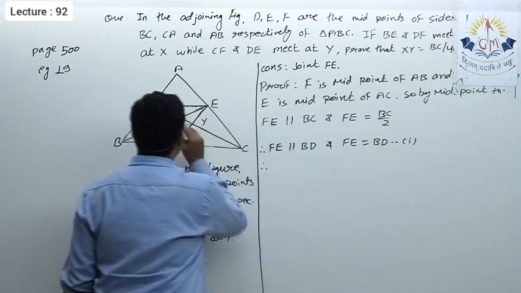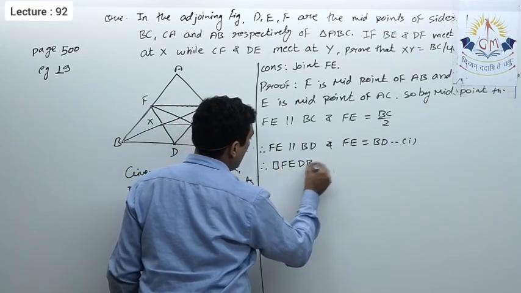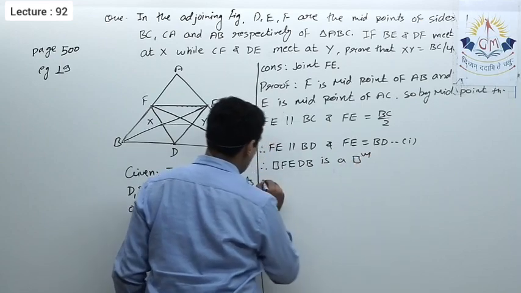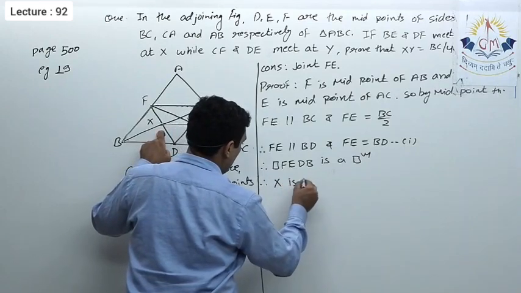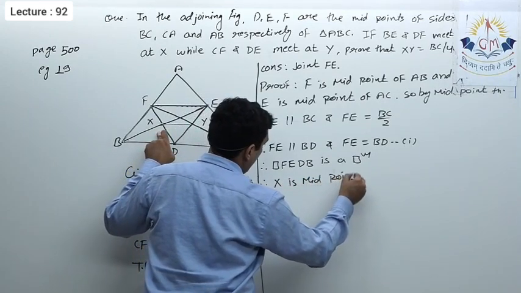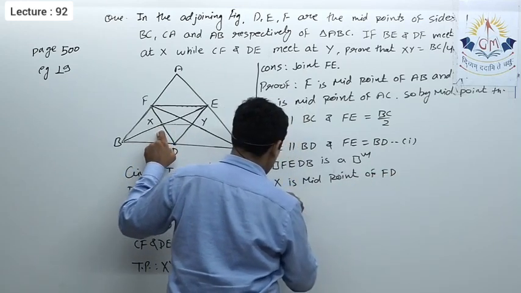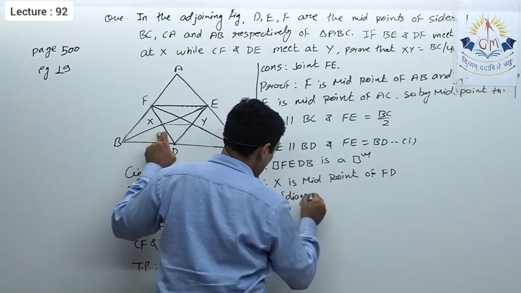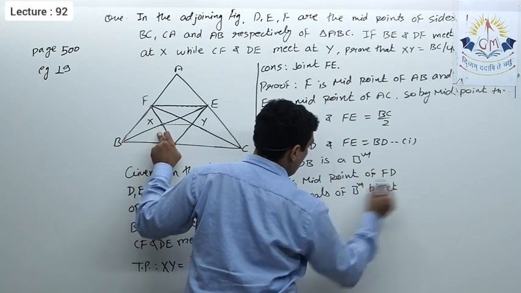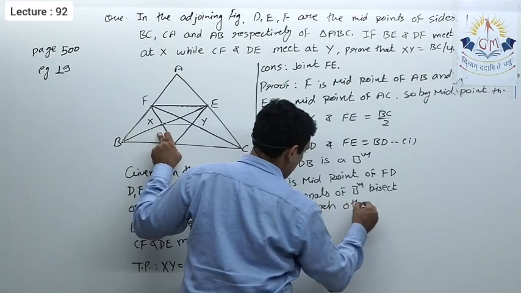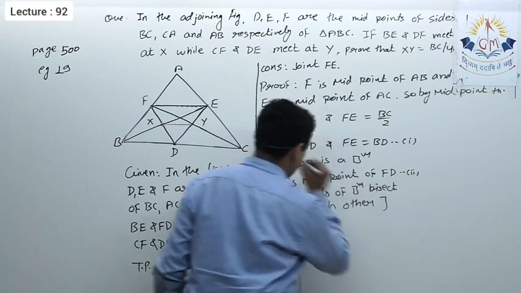Therefore quadrilateral FEDB is a parallelogram. Therefore X is the midpoint of FD. Reason: diagonals of a parallelogram bisect each other. Let it be second.